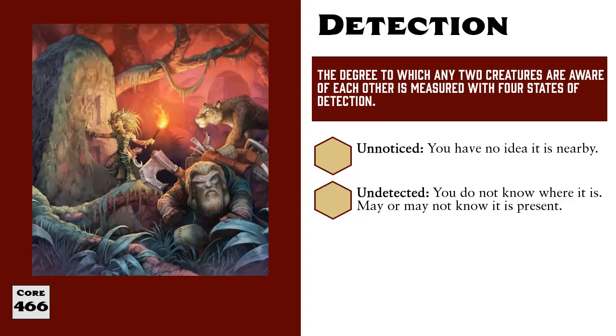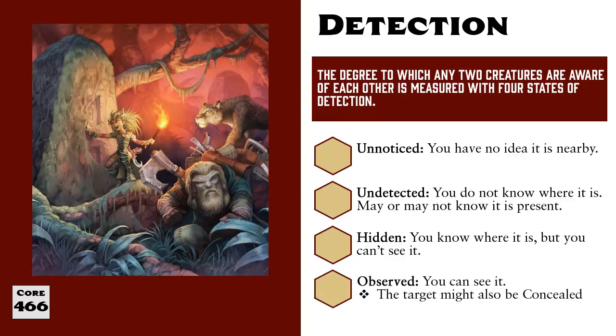By definition, all unnoticed creatures will also be undetected, but if you know a creature is in the area, but you just don't know its exact location, then it is undetected, but is not unnoticed. The third state of detection is called hidden, and it applies when you know a creature's exact location, but you can't see it. And the last state of detection is called observed, and it applies to any creature that you can see. But note that if you can see a target, but not clearly, maybe because you're in dim lighting or the target is standing in fog, then that target is observed, but also has the concealed condition.